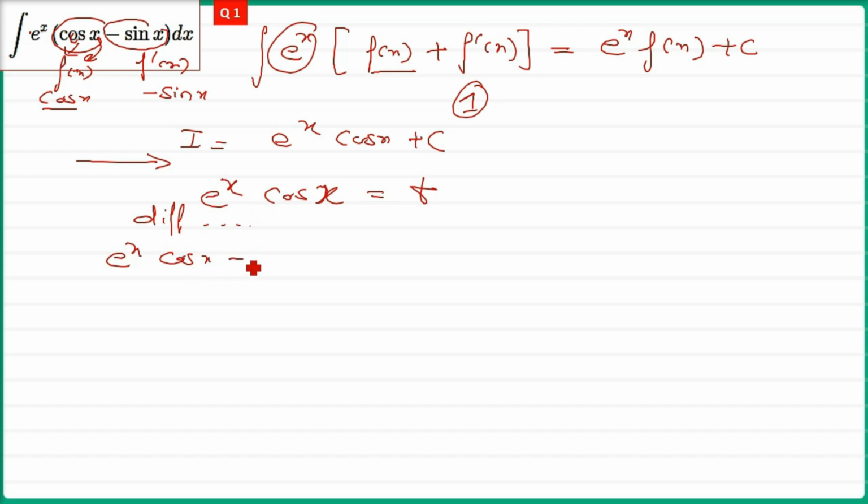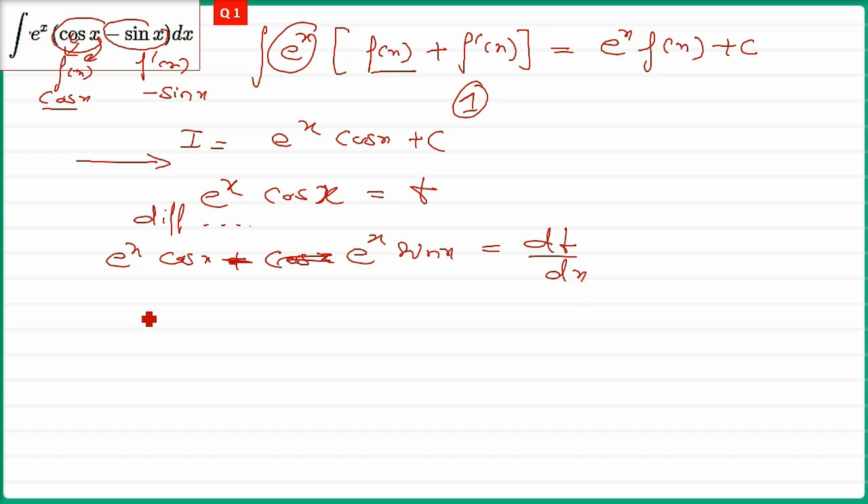So now differentiating both the sides, we have taken e raised x into f(x), which is cos x, equals t. When we differentiate it, e raised x cos x, and then we have e raised x, and cos x differentiation will be negative sin x. And this will be equal to what? This will be equal to dt by dx because we are differentiating both the sides.